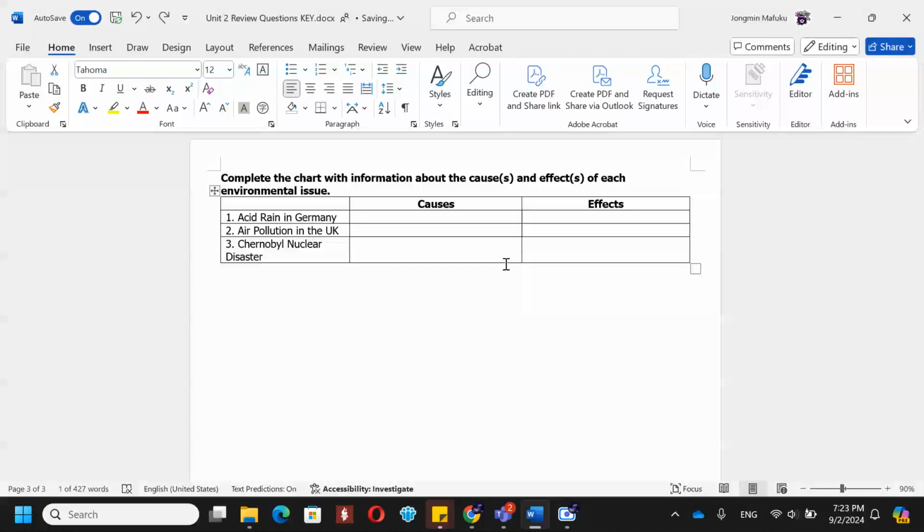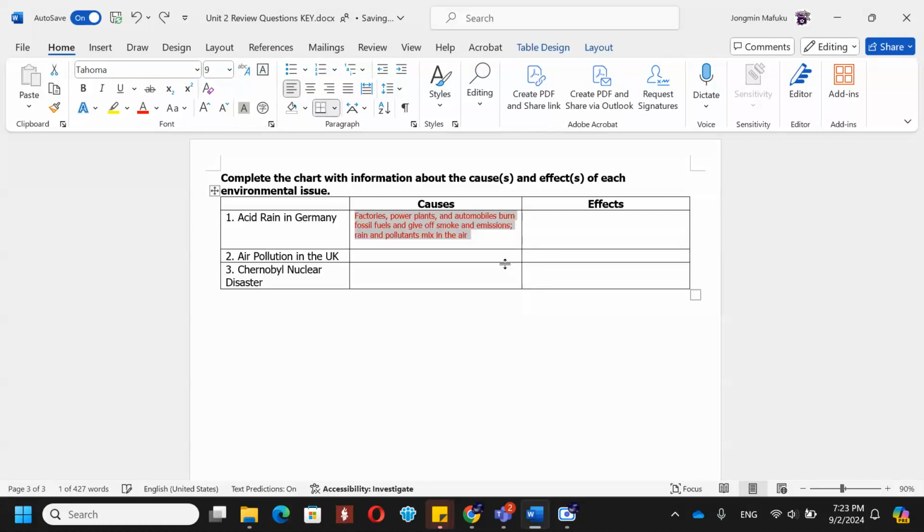Right here, we're just going to talk about cause, effect, and let's talk about solution as well. Number one, acid rain in Germany. The cause is factories, power plants, automobiles burning fossil fuel. The only thing you really need to know is toxic gas.